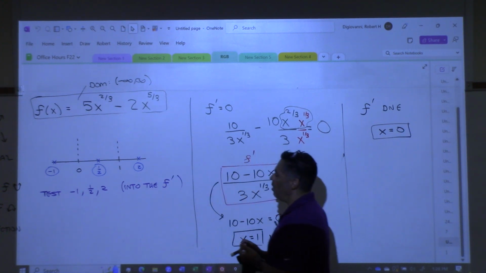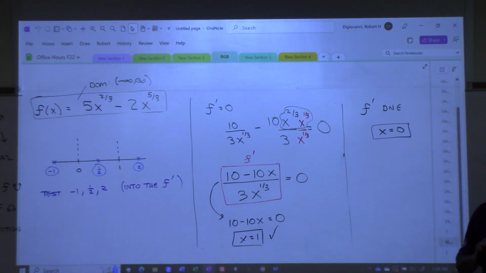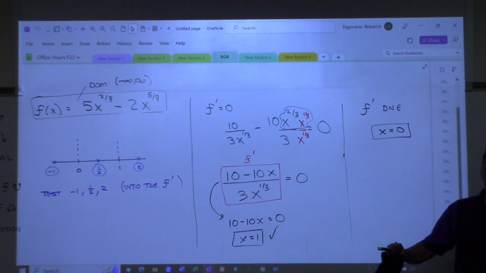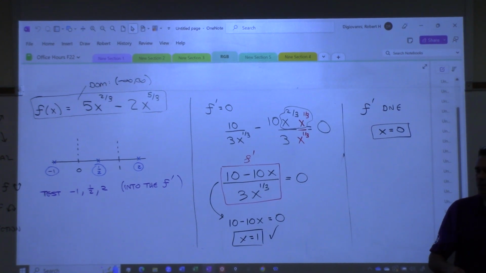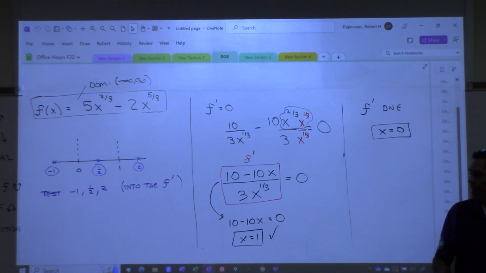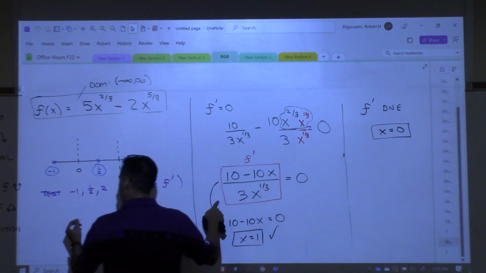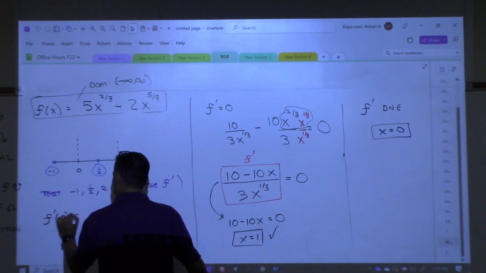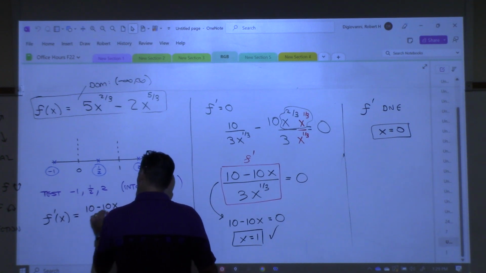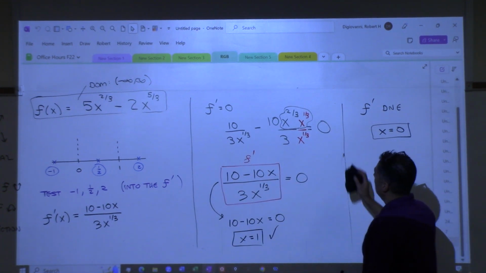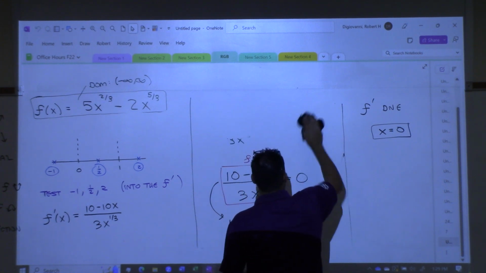That's what I'm doing. I'm plugging them into the f prime to see what I get. And all I care about is positive or negative. That's all I'm concerned about. I actually don't care if the number comes out to be 10 or 100. If it's positive, it's positive. If it's negative, it's negative. So here we go. Let me write the derivative down so we have something to look at. The derivative, the cleaned up version, was (10 minus 10x) over 3x to the 1/3. That's my derivative. And now let's go ahead and plug in.